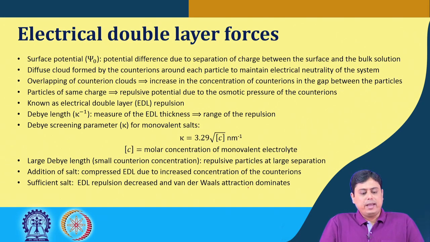Now, when we bring the particles closer, there will be overlapping of these counter ion clouds, and that increases the concentration of the counter ions in the gap between the particles. If the particles have the same charge, then there will be a repulsive potential due to the osmotic pressure of the counter ions. This repulsion is known as the electrical double layer repulsion.